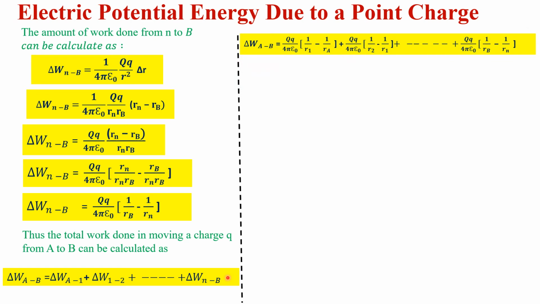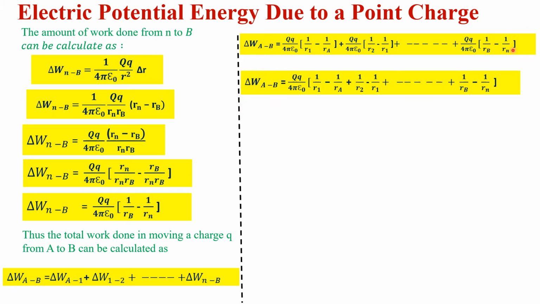By putting the values of individual work done, we get delta W A to B is equals to Q into Q divided by 4 pi epsilon naught multiplied by 1 upon R1 minus 1 upon RA plus Q into Q divided by 4 pi epsilon naught multiplied by 1 upon R2 minus 1 upon R1 plus so on till plus Q into Q divided by 4 pi epsilon naught multiplied by 1 upon Rb minus 1 upon Rn.